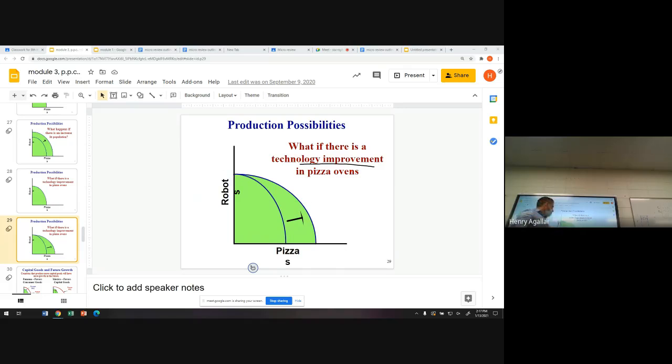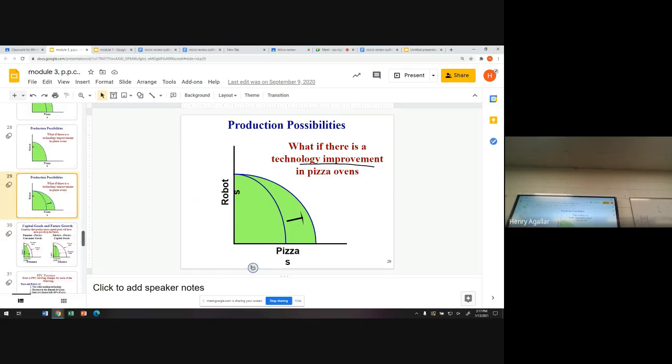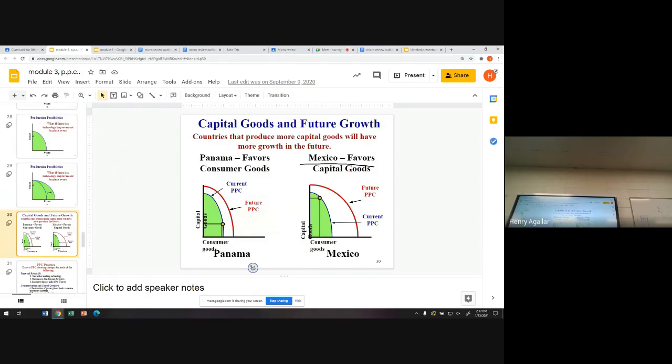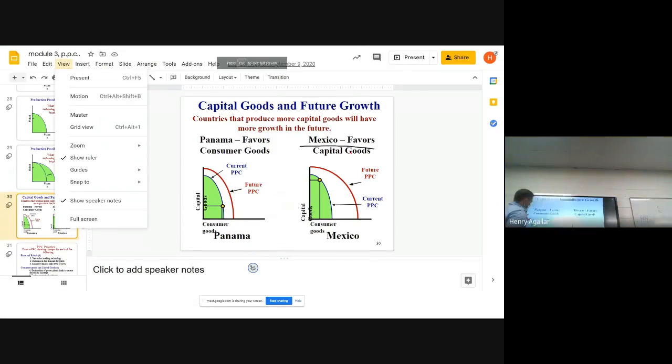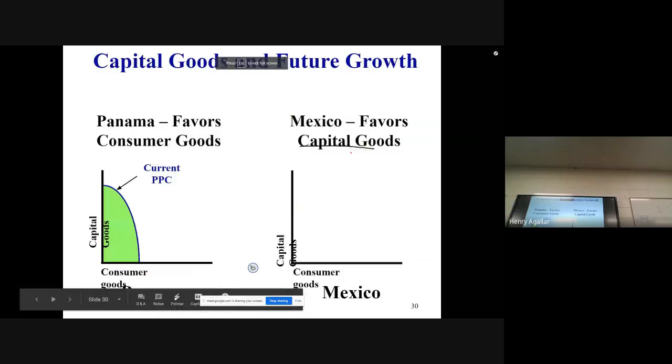And again, don't forget about that human capital, better training. You should put a note down about this. Capital goods and future growth. So let me just look at the slide, actually. There we are. Capital goods and future growth.